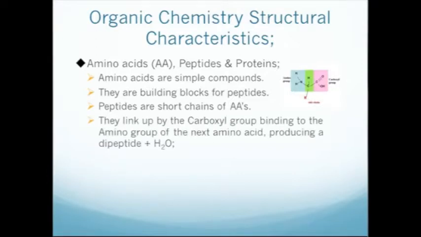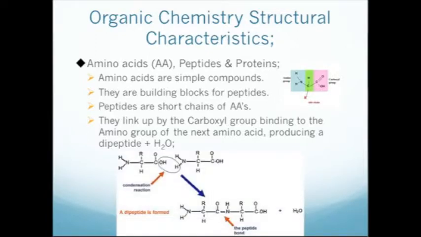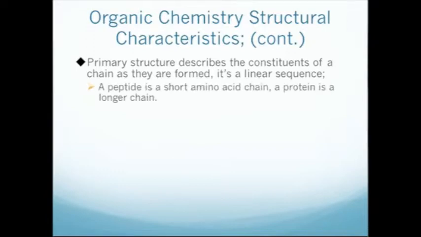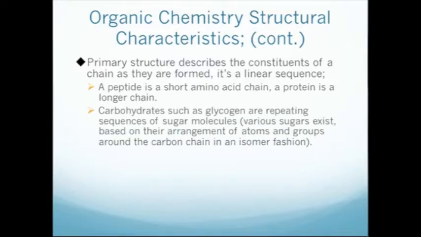They link the carboxylic acid group to the amino group of the next amino acid, producing the dipeptide plus a water molecule. So you can see in this diagram how the water was formed when these two guys got together. The primary structure of a peptide describes the constituents in a linear sequence as it's formed. A peptide is a term to describe a short chain of amino acids. A protein would be a much longer chain.